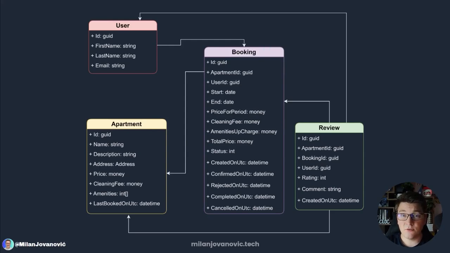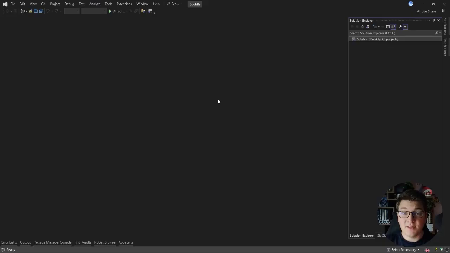Now that you've seen the high-level entities that belong to our system, let's see how we're going to translate this conceptual model into a rich domain model in the code. The system that we're going to create is called Bookify, and I'm going to start from a blank Visual Studio solution and show you how to implement the clean architecture.